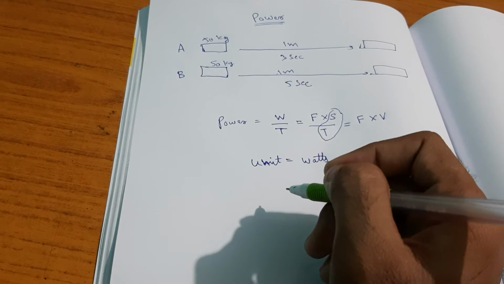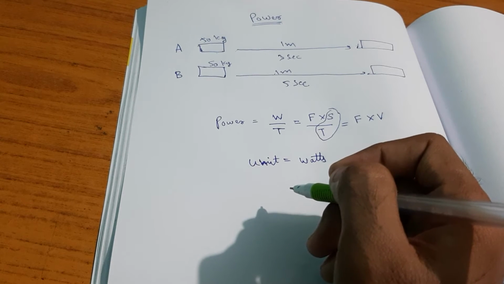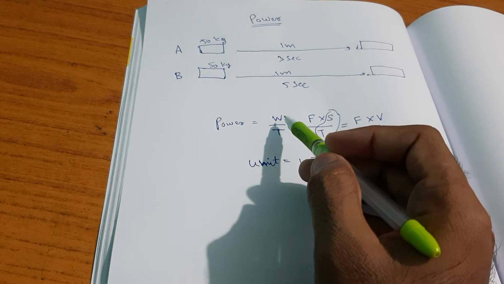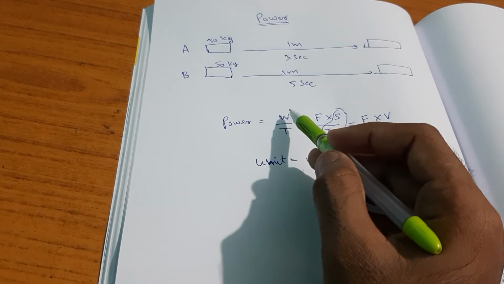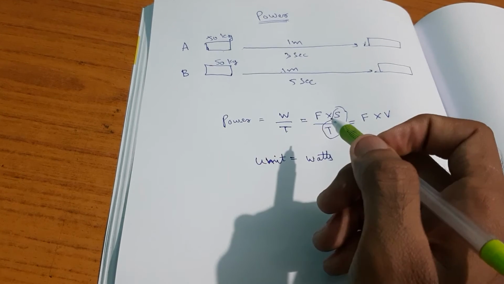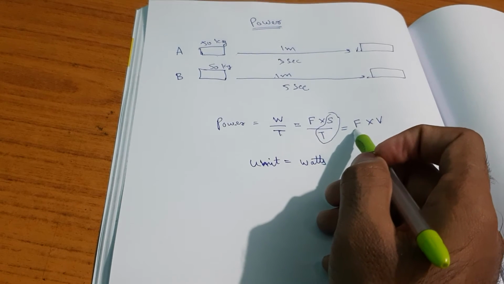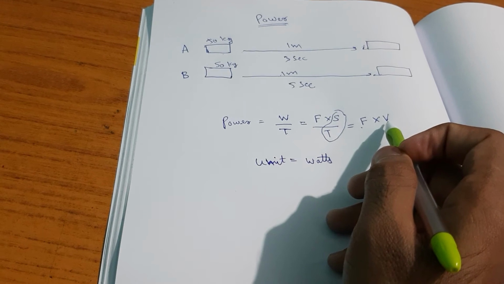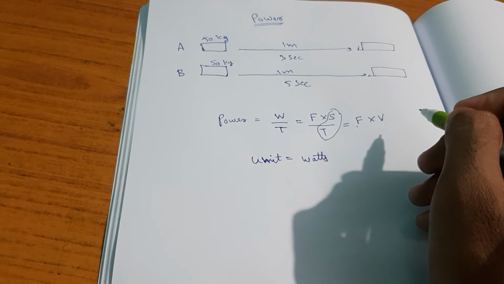Now, how much is 1 watt of power? We can define 1 watt power as 1 joule of work done in a second. If a person does a work of 1 joule in a second, then it is called 1 watt power. We can also define 1 watt power as: if a person applies a force of 1 newton and the body gets displaced and attains a velocity of 1 meter per second, then the power is 1 watt. There are many ways to define power.